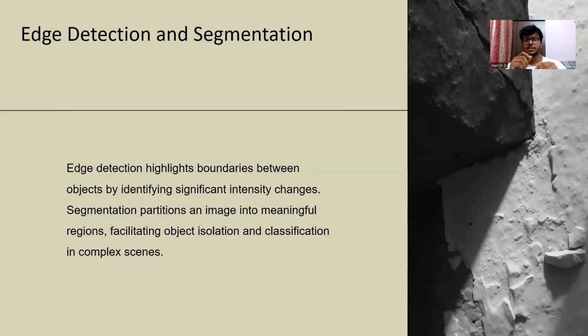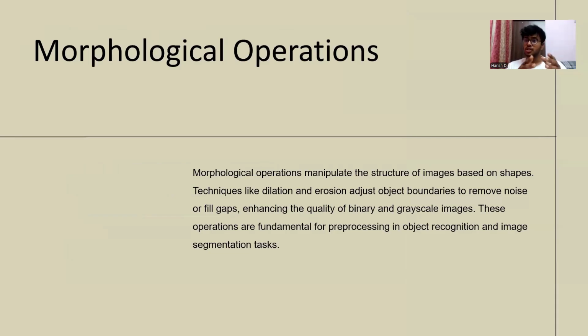Segmentation partitions an image into meaningful regions, facilitating object isolation and classification in complex scenes. Classification will give the result in binary form, like yes or no, zero or one, or true or false.